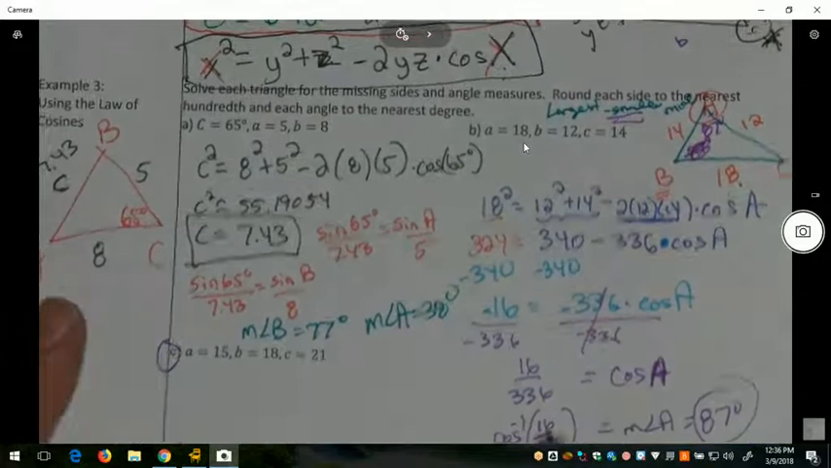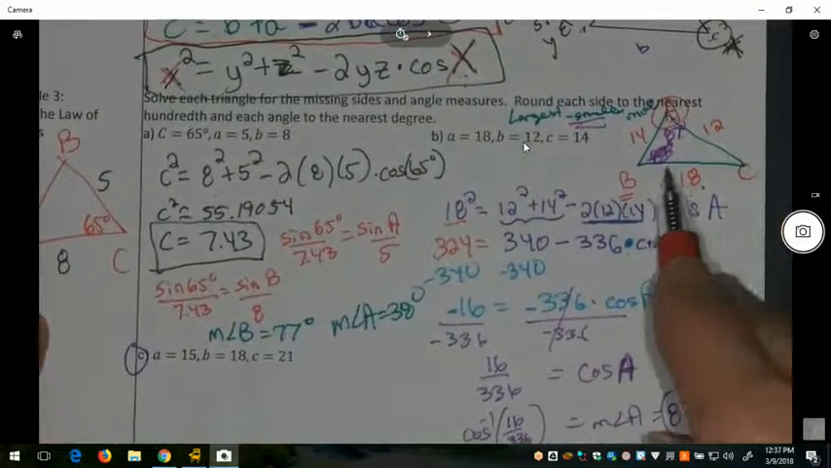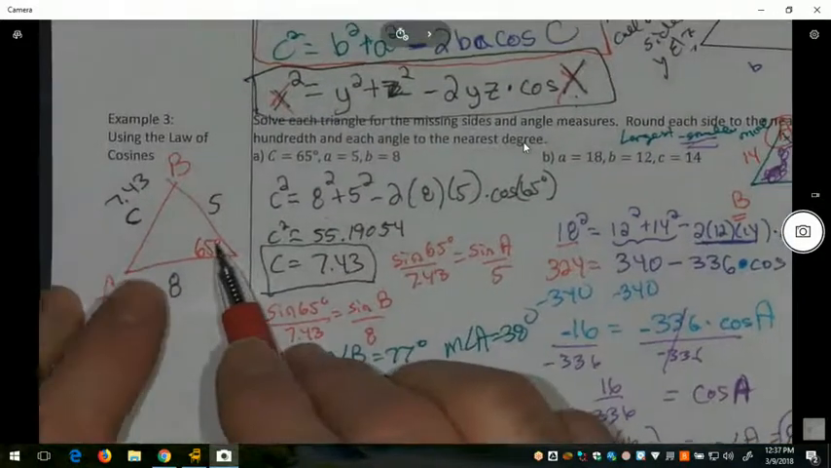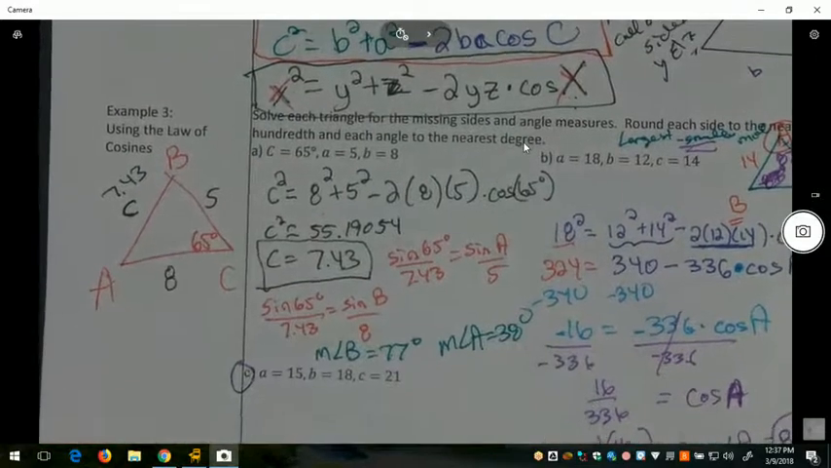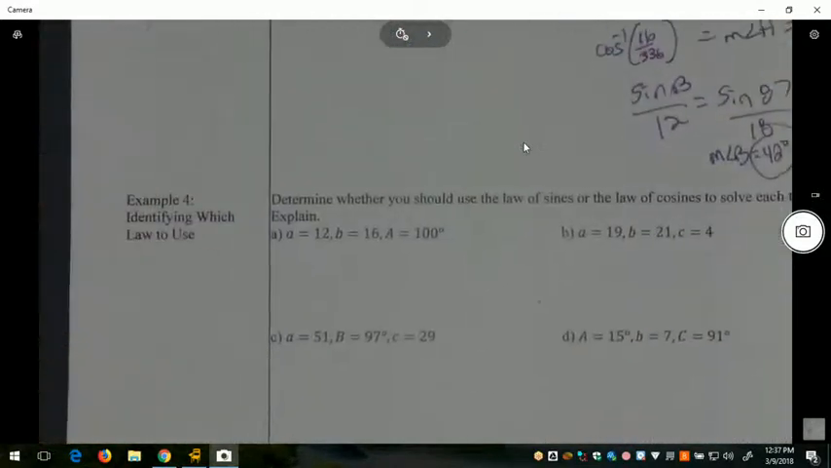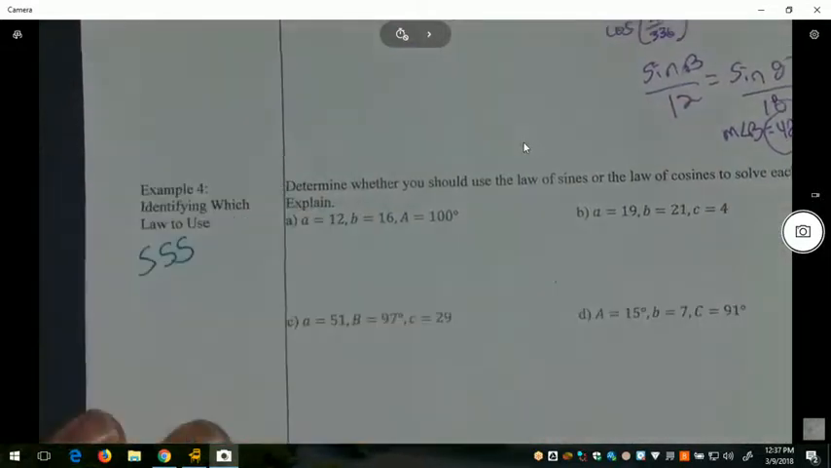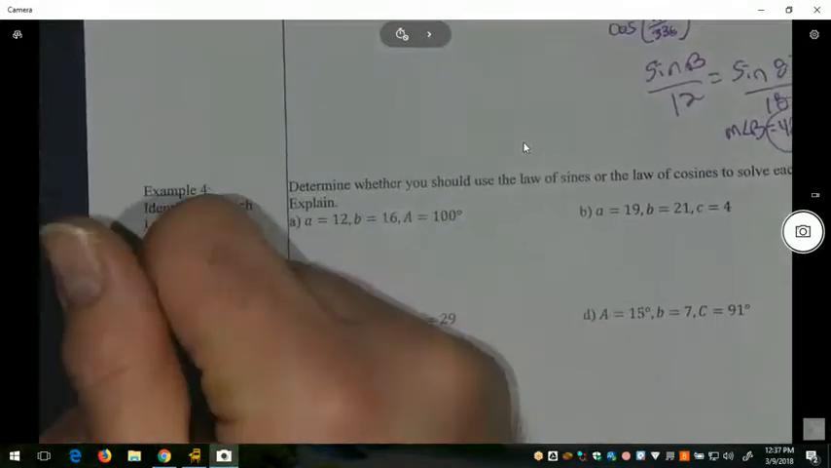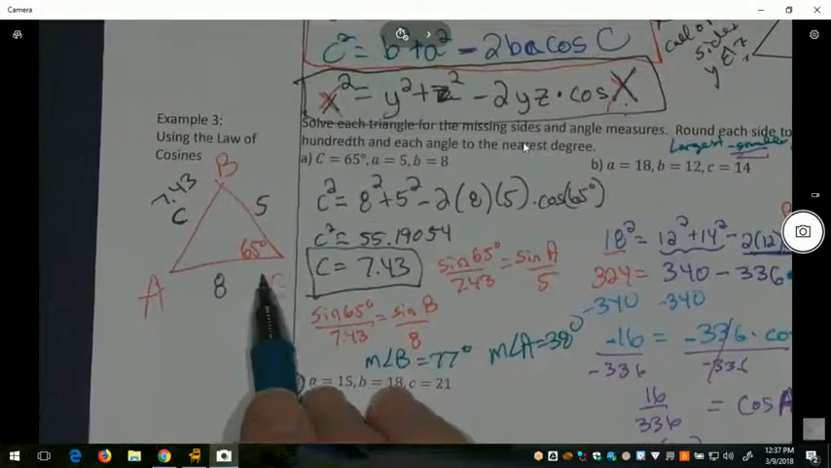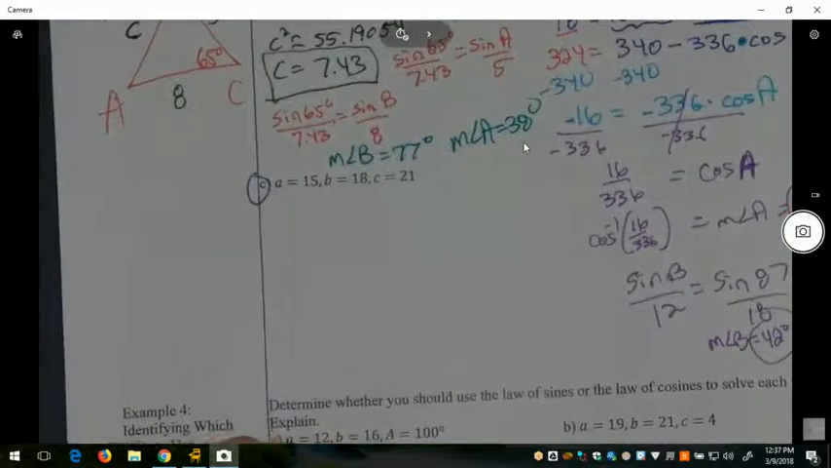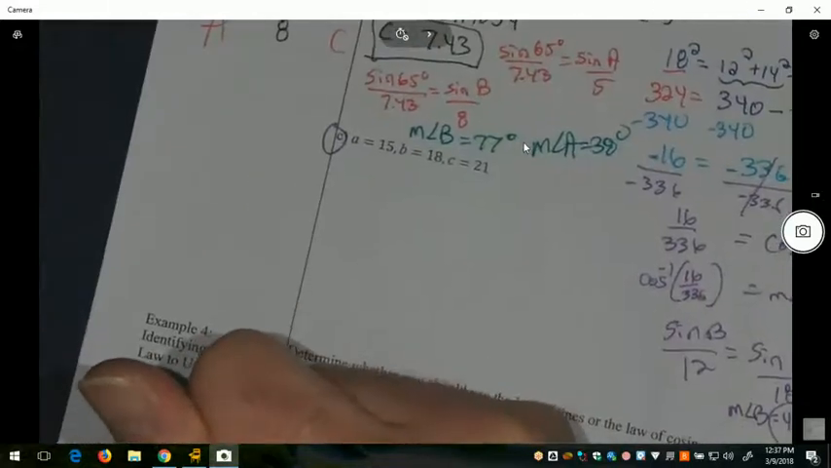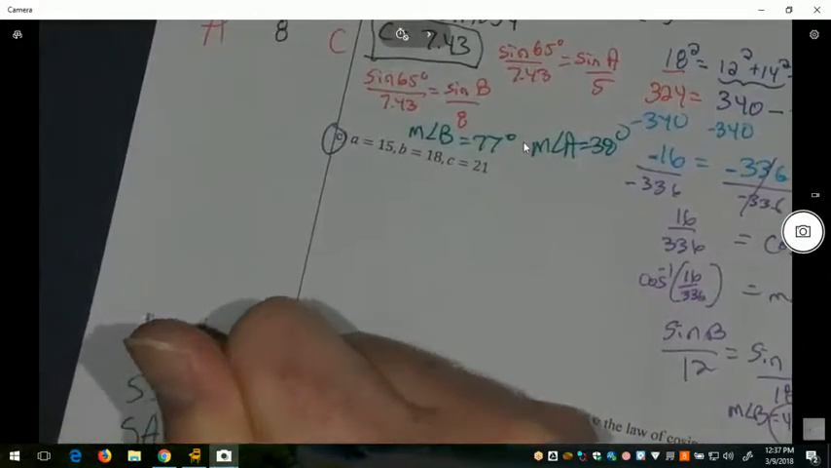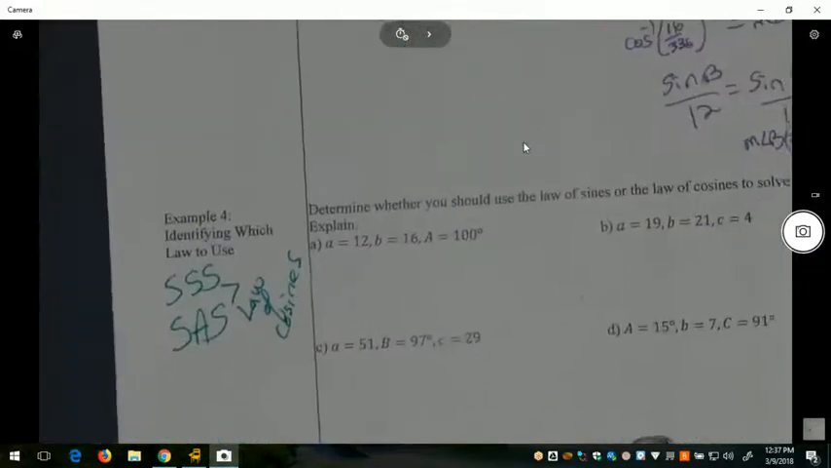So notice for both of those, in this case I had all three sides, and in this case I had an angle that touched two sides. So when to use which? How to identify which to use? If you draw your picture and you have all three sides, actually you don't even have to draw the picture, or if you have two sides and the angle in between, just like we did for letter A up here, then you're going to use law of cosines. Any other combination, you're going to use law of sines.